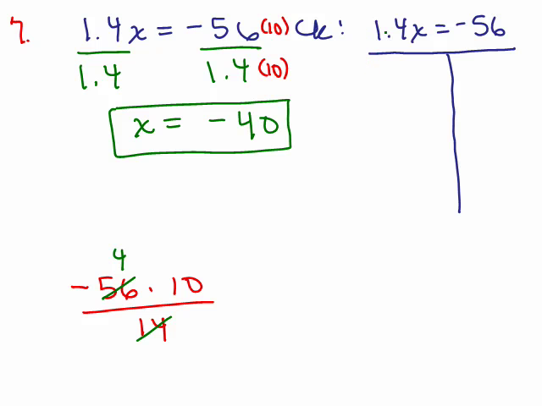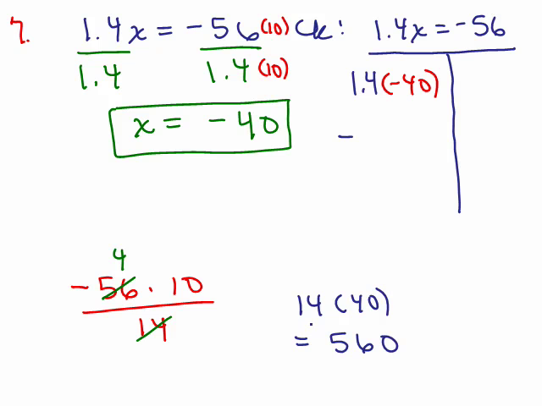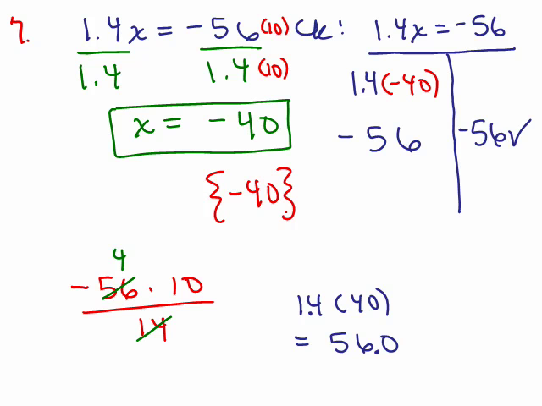All right, let's check this. So we've got 1.4 times negative 40. All right, so one way of doing that, again, is by putting it in your calculator. Another way to do it is you say, well, you have a positive times a negative, so the answer is negative. And then you just do 14 times 40, which is 560. I'm ignoring the decimal, but it was really 1.4, so you have to move the decimal in for the answer one place. So this is going to be negative 56, and on the right-hand side, it's also negative 56. So that checks. Negative 40 is the correct answer, which, if you wrote using solution sets, it would be written like this.